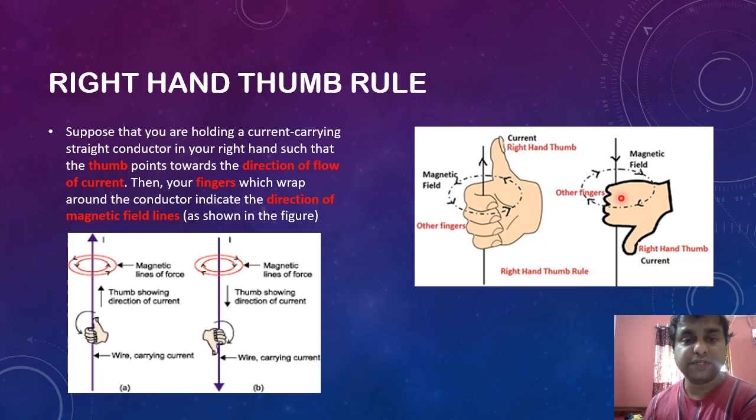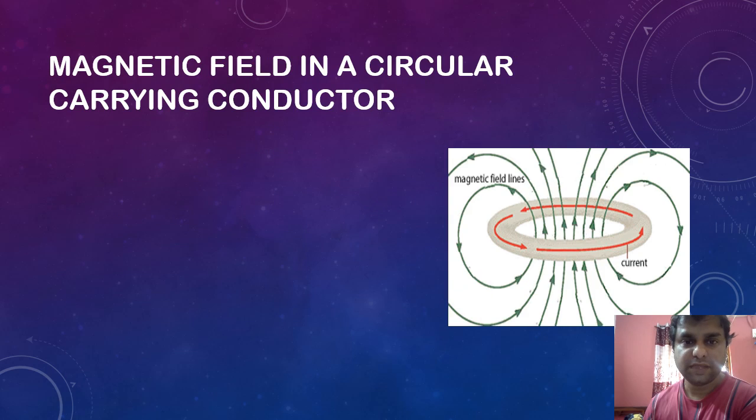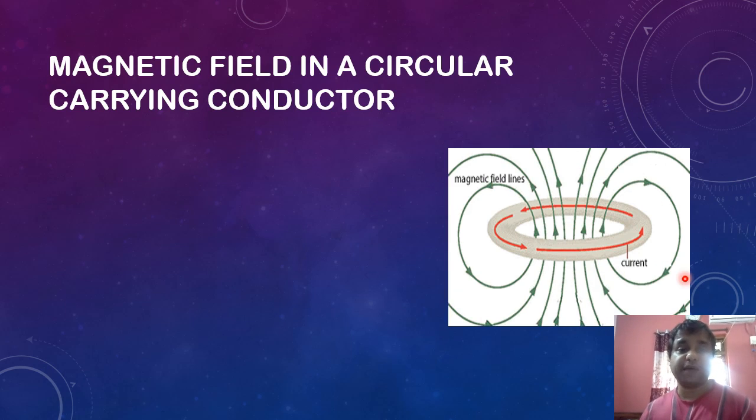The direction in which the magnetic field lines are shaped. That was magnetic field in a straight current carrying conductor. Now we come to a magnetic field in a circular current carrying conductor. Similar to the straight one, except in this case, the current carrying conductor is circular in shape and not straight.